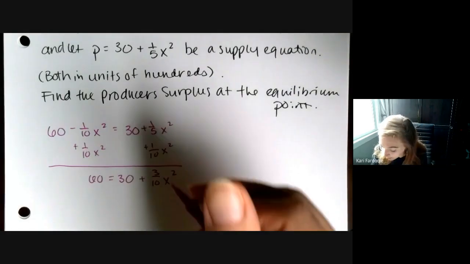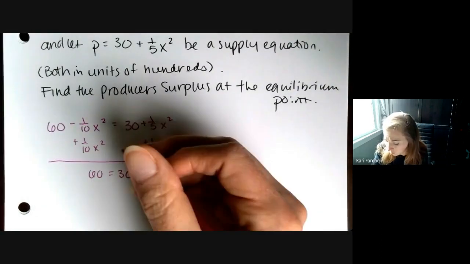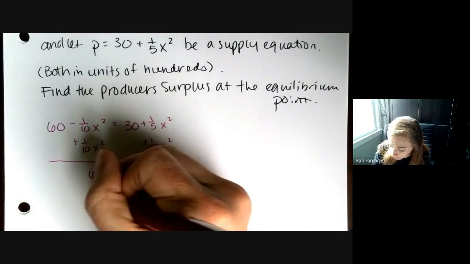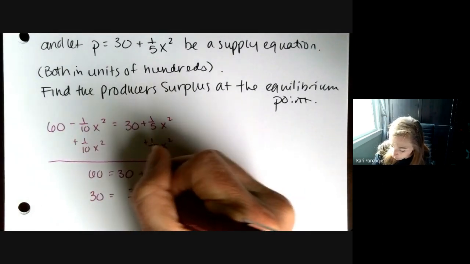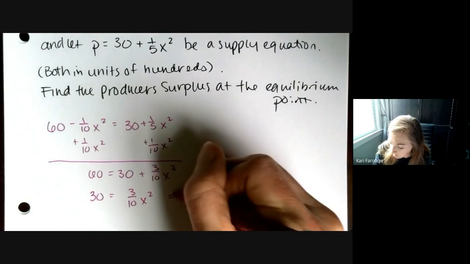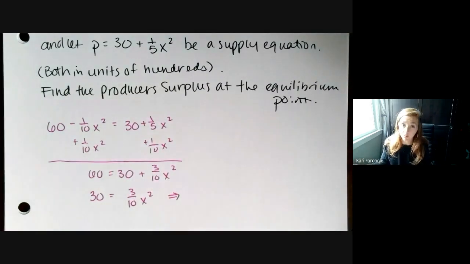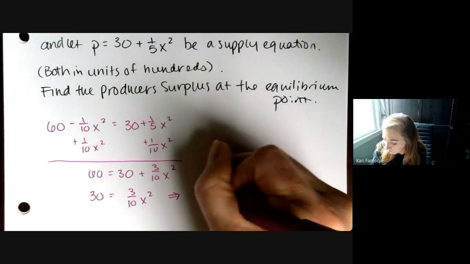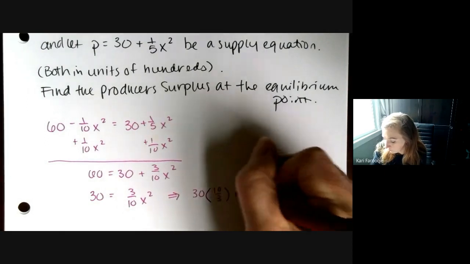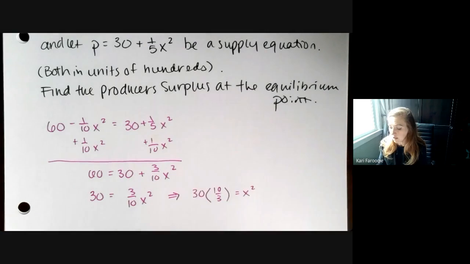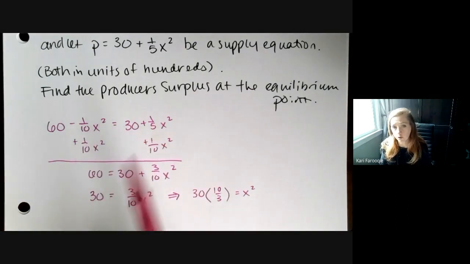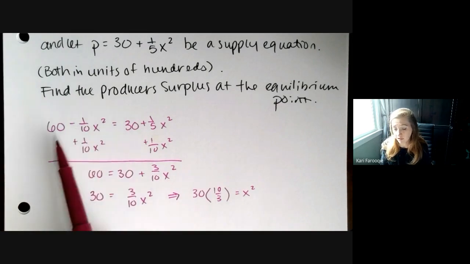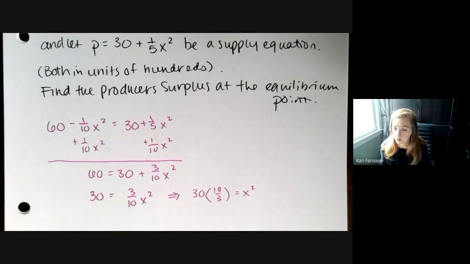Okay. And then you can go ahead and, if you would like, move the 30 over to the other side. Subtract 30 from both sides, and you'll get 30 equals 3/10 x squared. Multiply both sides by 10/3 and set that equal to x squared. If you're wondering why we didn't set this equation equal to 0, it's because I didn't have a linear term here. I just had constants and then quadratic terms. If I had a linear term, then yes, absolutely, that's what I would have done.